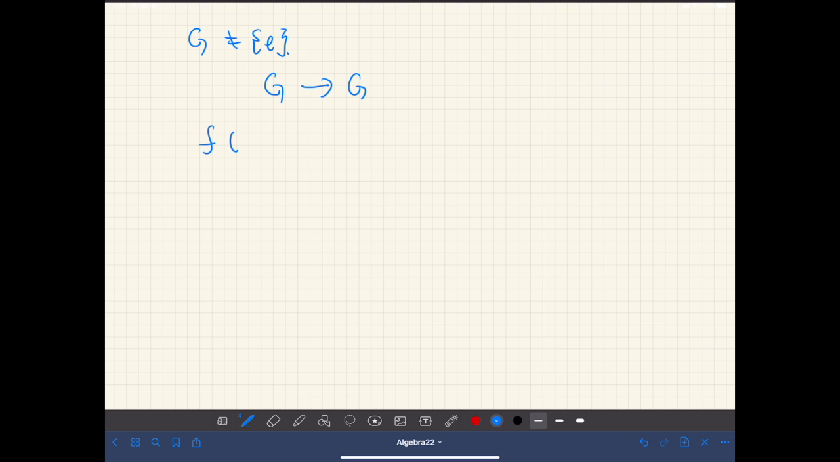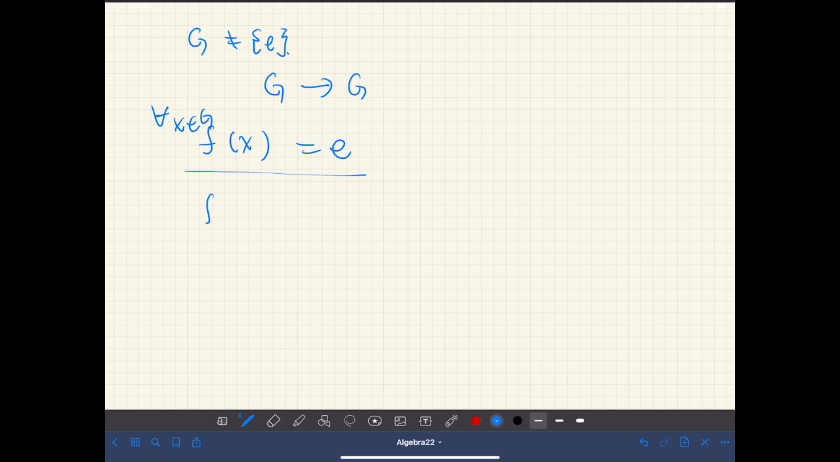If f, okay, for all x in G, let f of x be equal to E. Then this is a homomorphism, and you should check that, right? And so to show this is a homomorphism, let's see.